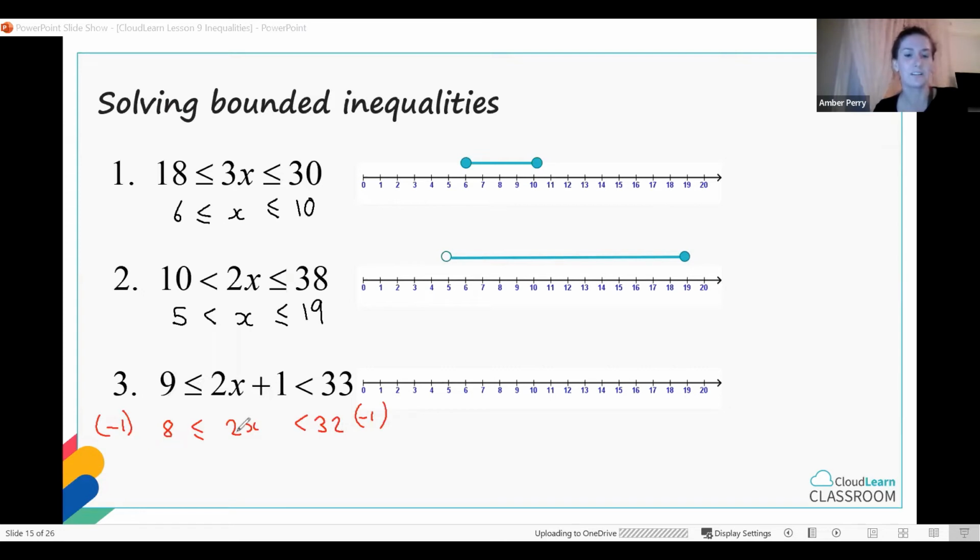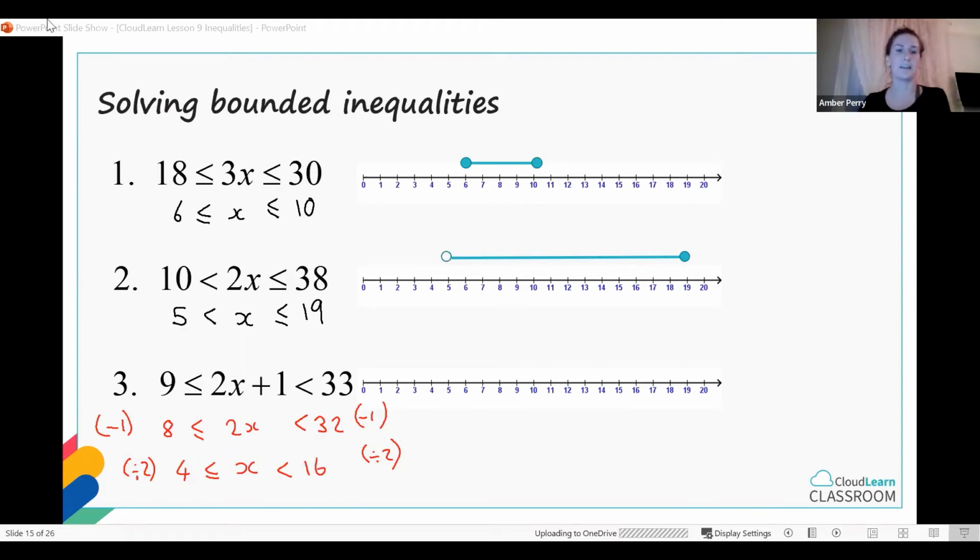And then we're going to do the next step, which is dividing by 2. I forgot to change my color, so it didn't really help, did it? Sorry. And again, we have to divide everything by 2. So 8 divided by 2 is 4, less than or equal to x, and that's less than 16. Okay, so there's our answer.